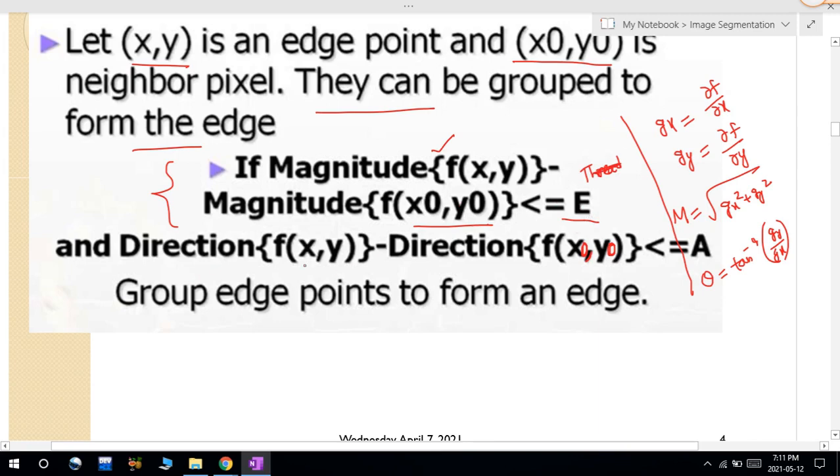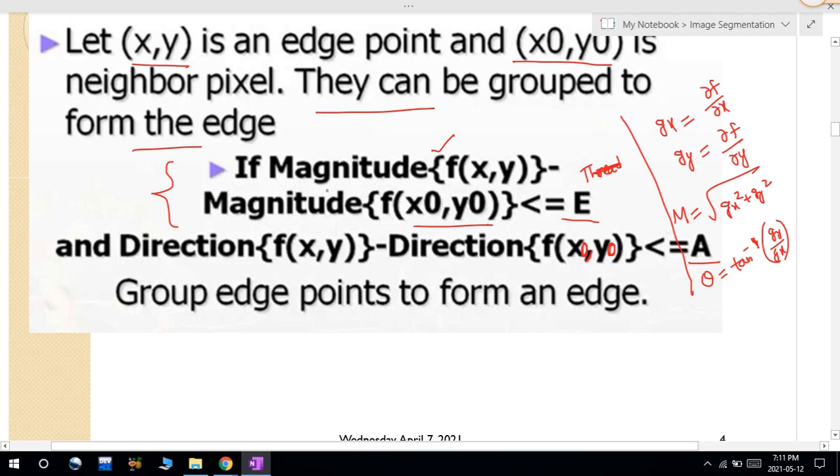In the same manner, I will find the direction of the first edge point using this formula, and the direction of the second neighborhood edge point using this formula, and I will subtract them. If the difference is less than or equal to some threshold value, called the angle threshold, then we have two threshold values. How to find these threshold values, we will see in the next class, that is the principle of thresholding. We are always comparing with the threshold value, but what the threshold value is, we will see in the next class.